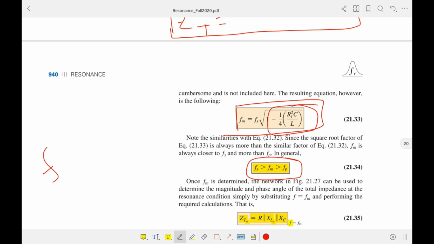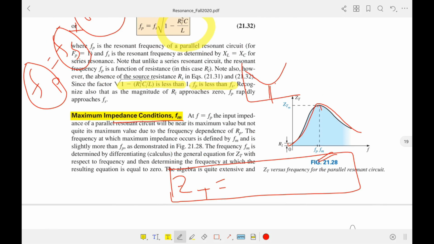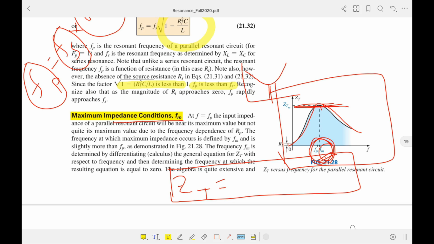Generally, that maximum frequency point, that means the frequency where the impedance is maximum, Fm, is greater than Fp, and also Fs is generally greater than Fm. So Fs is generally greater than Fm, and Fm is slightly greater than our Fp. This is the resonance curve for Zt versus frequency for parallel resonance. If you notice this Fm, where the impedance is maximum, it is at some value before we have our Fp, the parallel resonance. This is the maximum impedance.